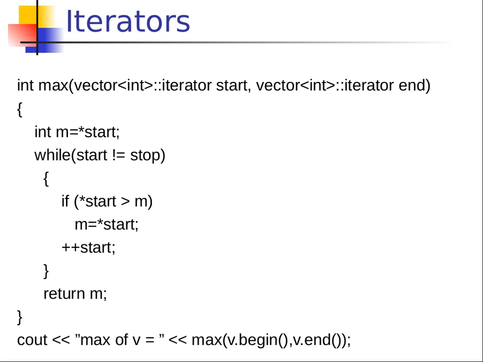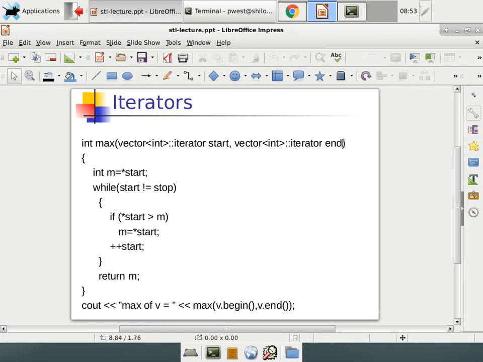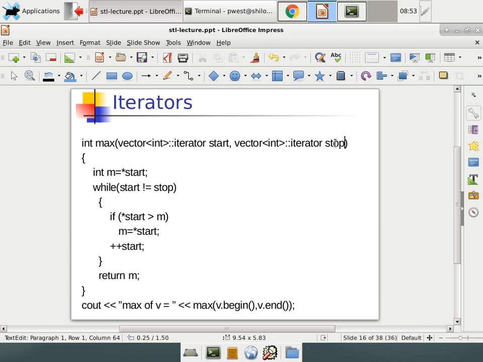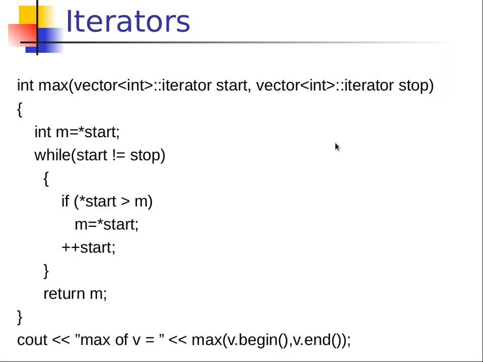Where did stop come from? Okay, end should be stop. Let me fix that now, because that code would have been like, why are these stops not declared? And the compiler is always right. There we go. Better? Okay, good. Now that one's actually correct.